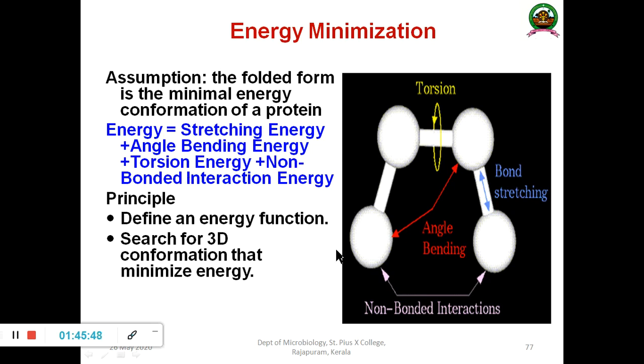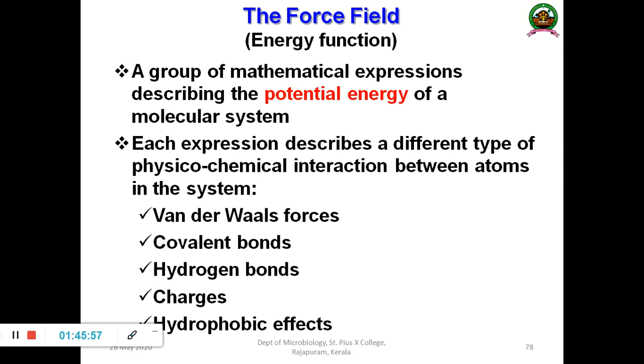All those energies should be calculated and you should make sure that there is no problem. All those energies should be negative. Finally, the energy should be negative. Then only the conformational flexibility should be there. Then there is a term called force field. That is the energy function we are representing. What do you mean by force field? The potential energy associated with the system.